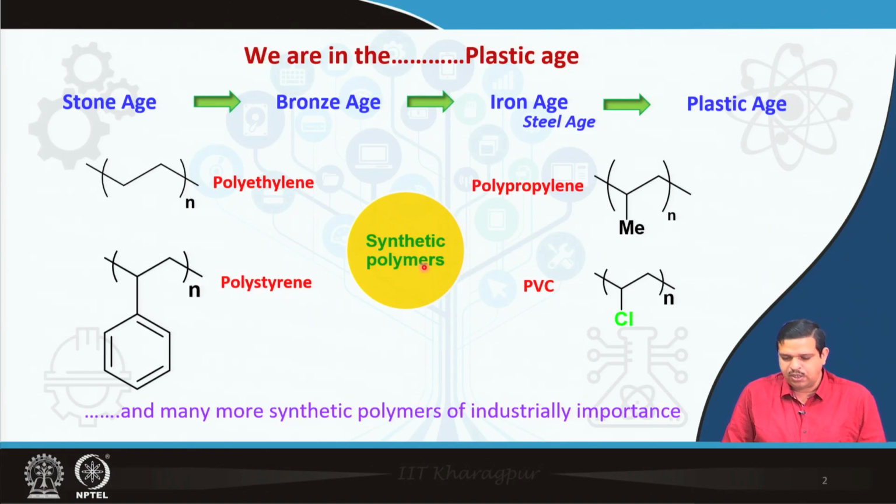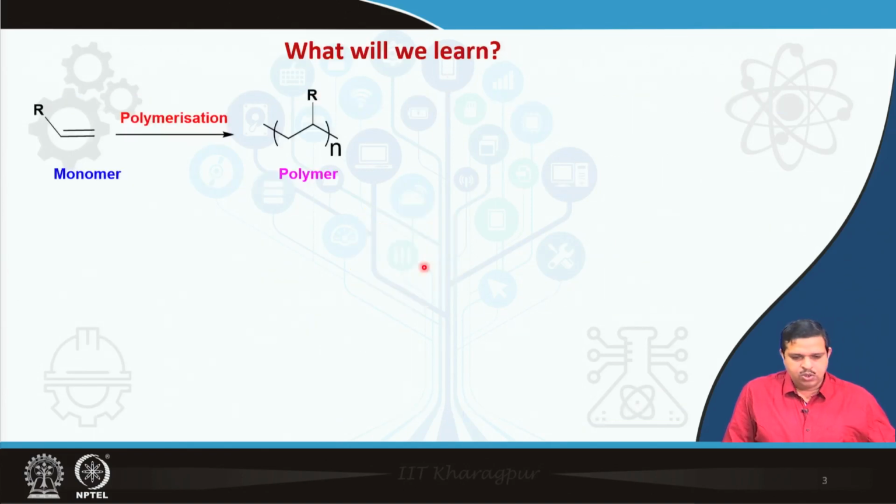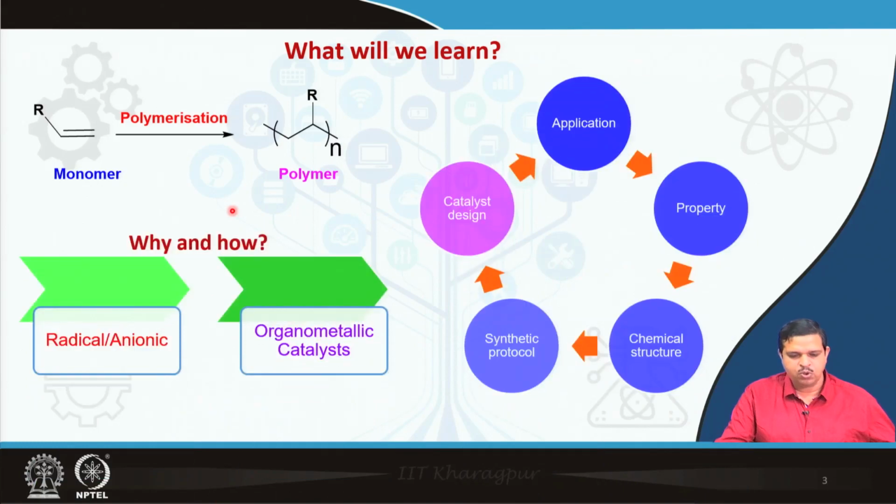high industrial importance. So, we know that we synthesize polymer from the corresponding monomer, and various polymerization protocols have been developed from time to time, from the traditional radical to controlled radical to anionic and then organometallic catalysts, which have been developed very recently, in the last 2 decades or so. And why the need to develop new polymerization protocols or new organometallic catalysts?